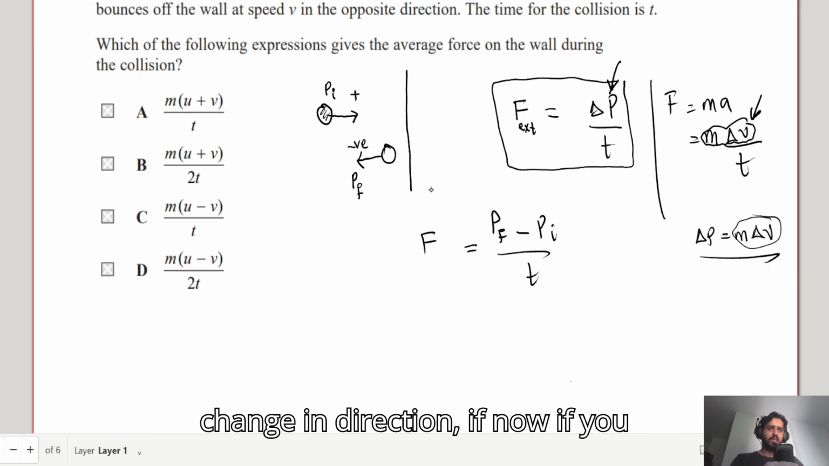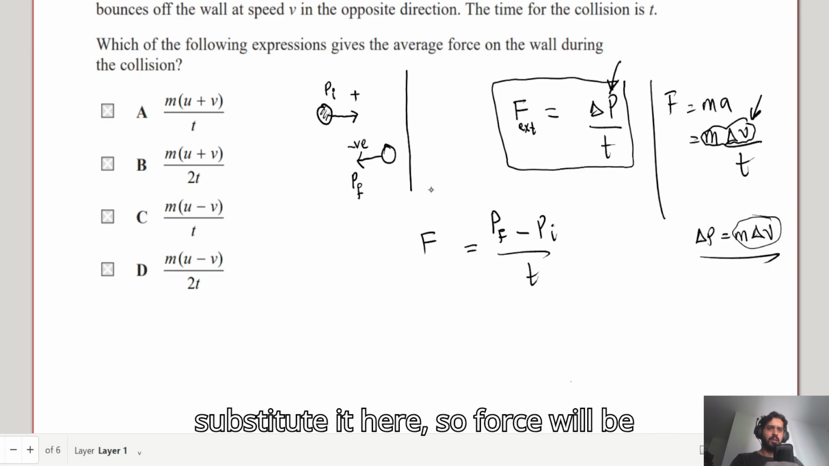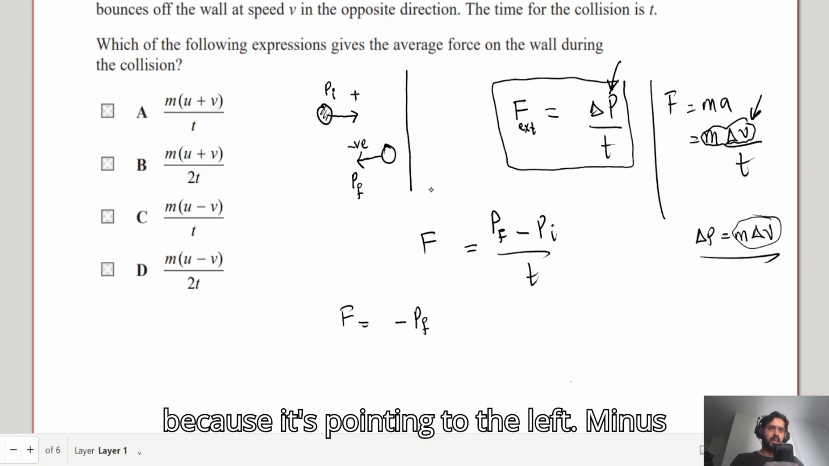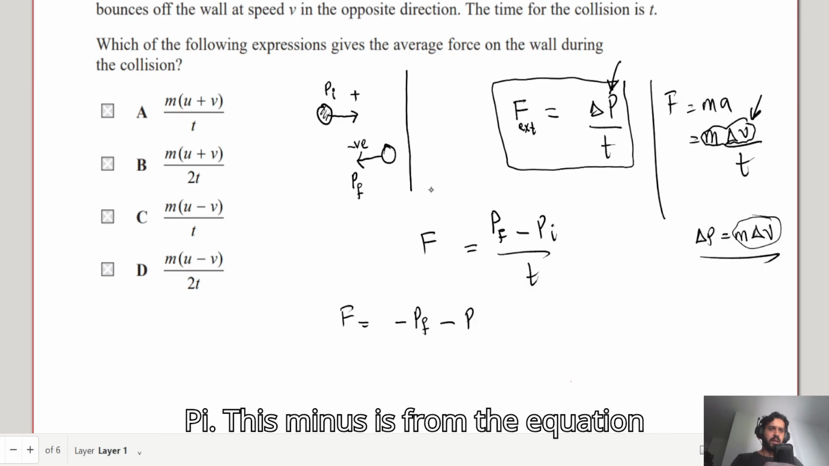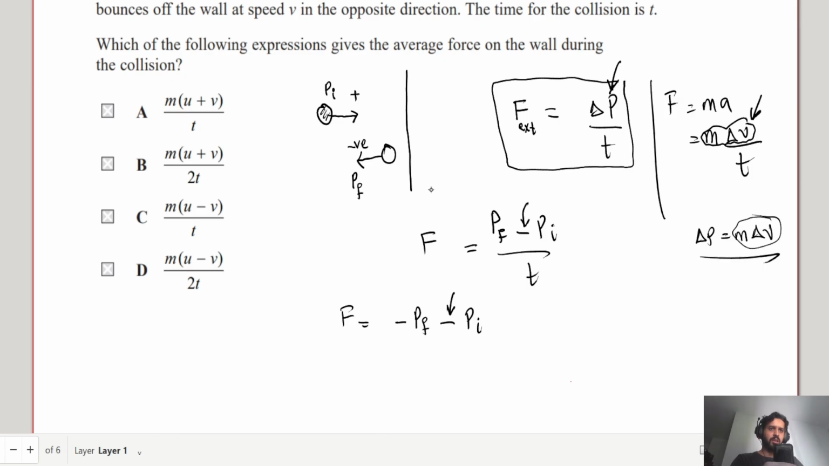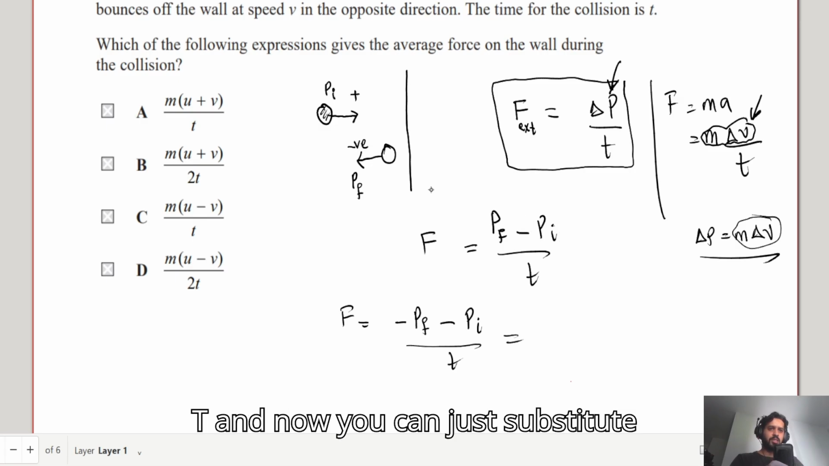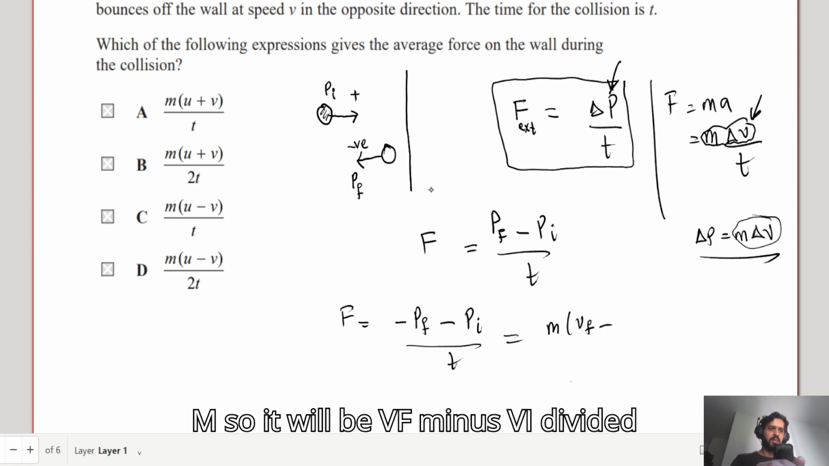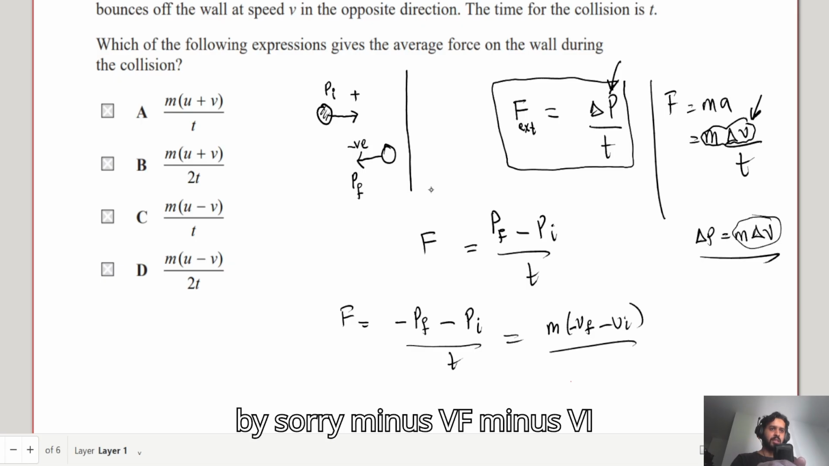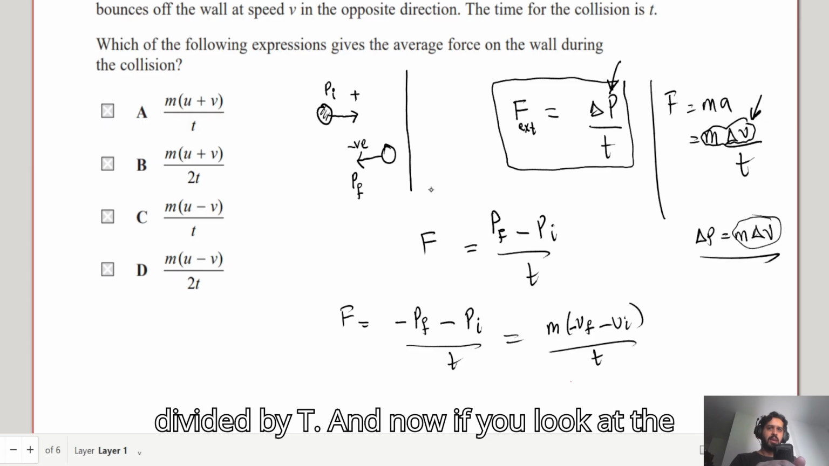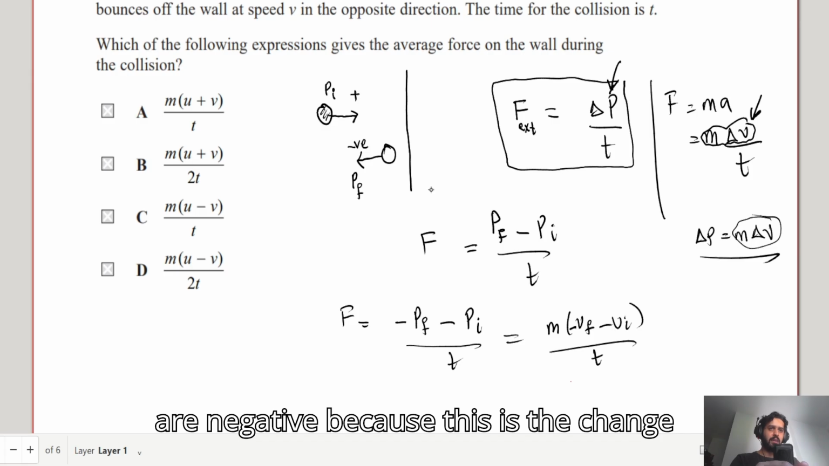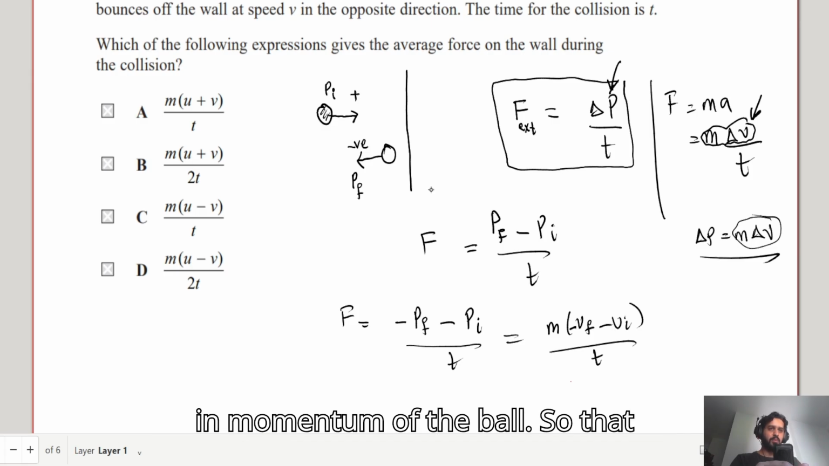Now, considering this change in direction, if you substitute it here, force will be minus pf, because it's pointing to the left, minus pi. This minus is from the equation. pi is plus, and divide by t. And now you can just substitute mvf minus mvi and factor out m. So it will be minus vf minus vi, divided by t. And now if you look at the options, you will see that we don't have this option in which both of these are negative, because this is the change in momentum of the ball.